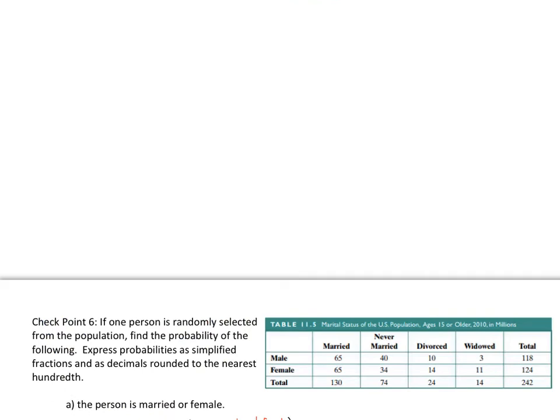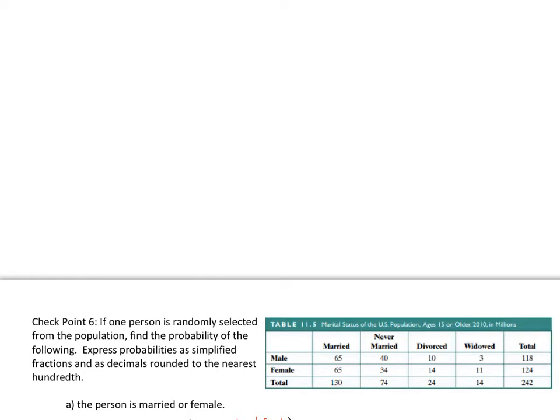Checkpoint 6 is very similar. We're just looking at a table rather than a pie graph or given some information. So if one person is randomly selected from the population, find the probability of the following. Express probabilities as simplified fractions and as decimals rounded to the nearest hundredth. So it's good getting practice here.